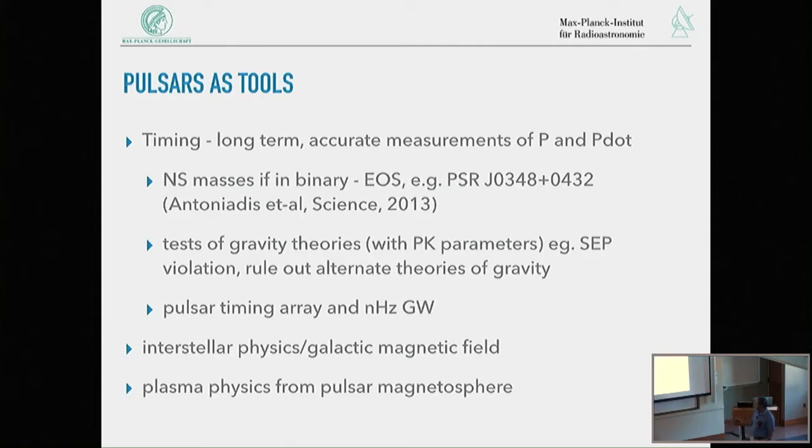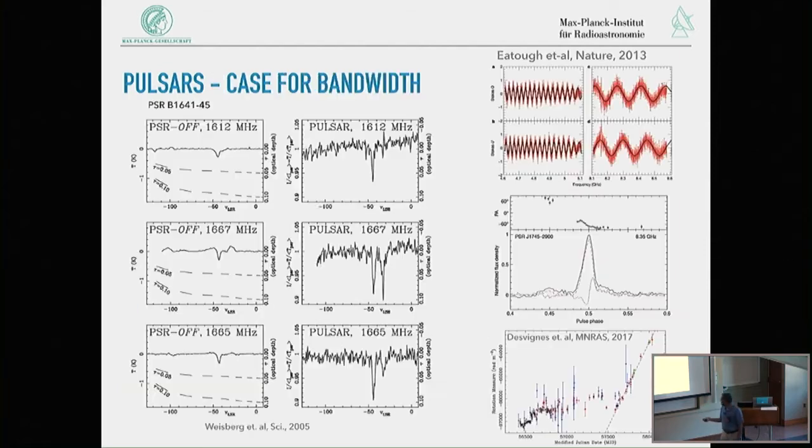Also, because they are pulsed in nature, the signal encodes information about the interstellar physics, because of dispersion, rotation measure, and Faraday rotation. All of that tells us something about the interstellar physics and the galactic magnetic field, and also the magnetosphere of the pulsar, the immediate surroundings of the pulsar, which has very dense plasma, so you can also tell something about plasma physics.